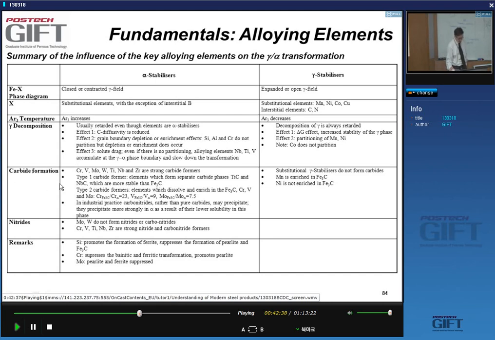Carbide formation. We have elements such as chrome, vanadium, moly, tungsten, titanium, niobium, and zirconium that are very strong carbide formers. And we have different types of carbide formers. Type 1 carbide formers form very stable and separate carbide phases, such as titanium carbide, titanium niobium carbide, which are very much more stable than cementite. So it doesn't matter how little titanium or niobium you add, they will always form niobium carbide, titanium carbide, before any cementite is formed.